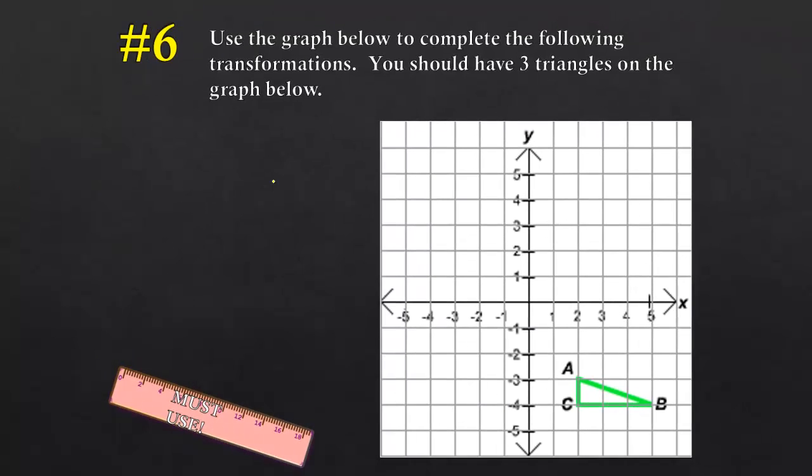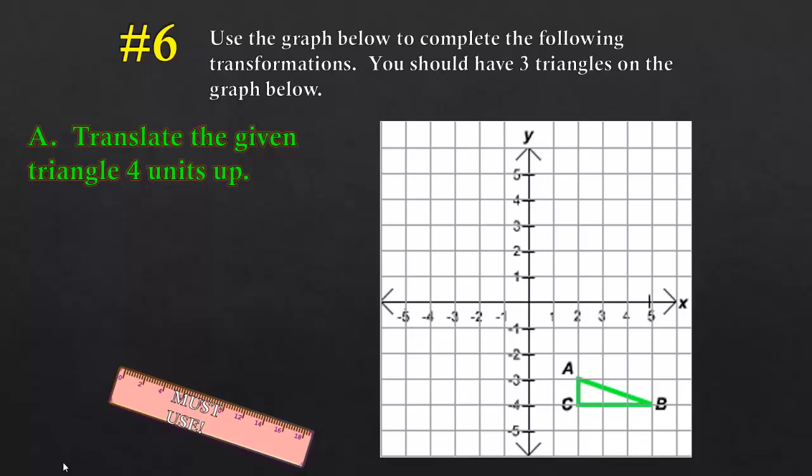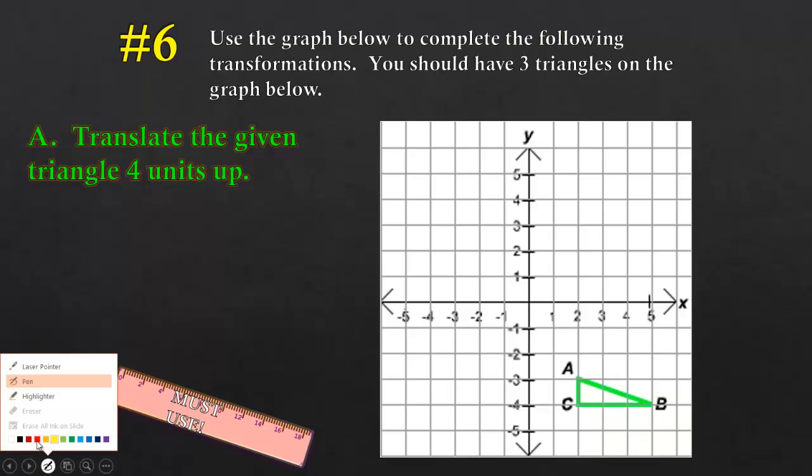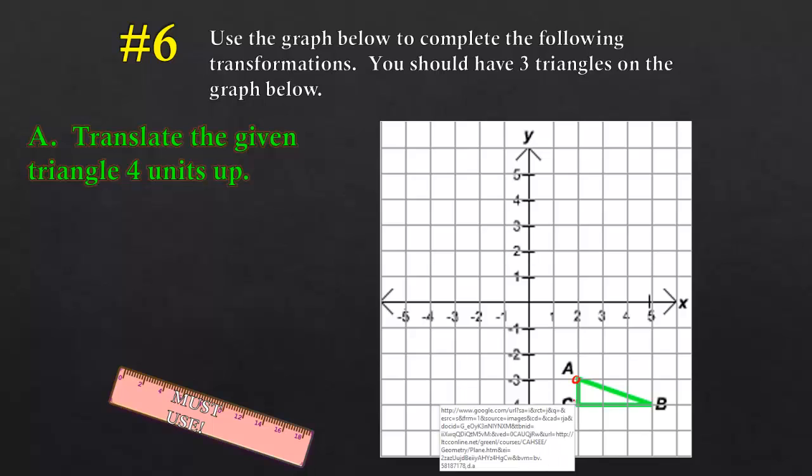All right, so let's make sure this one's right too. Translate it 4 units up. So we've got these points here. 1, 2, 3, 4. 1, 2, 3, 4. And from A, 1, 2, 3, 4. So that triangle should be right there, and it is.